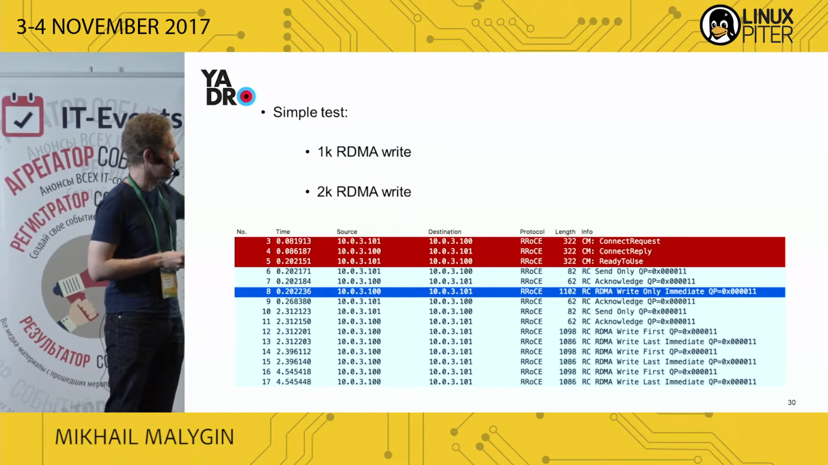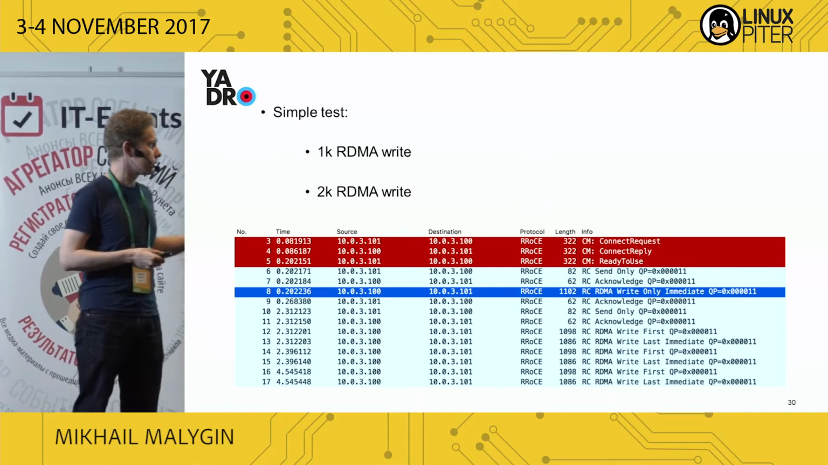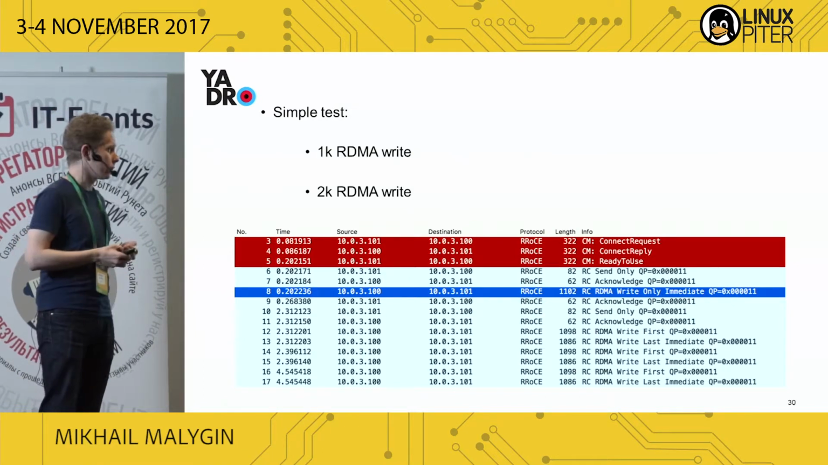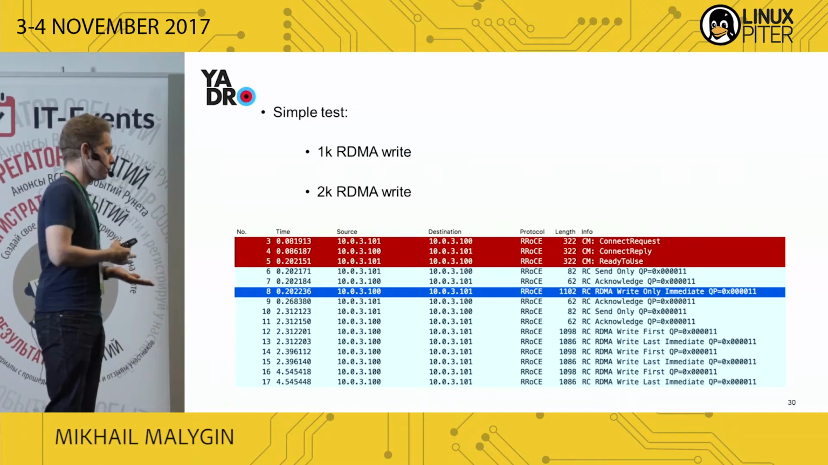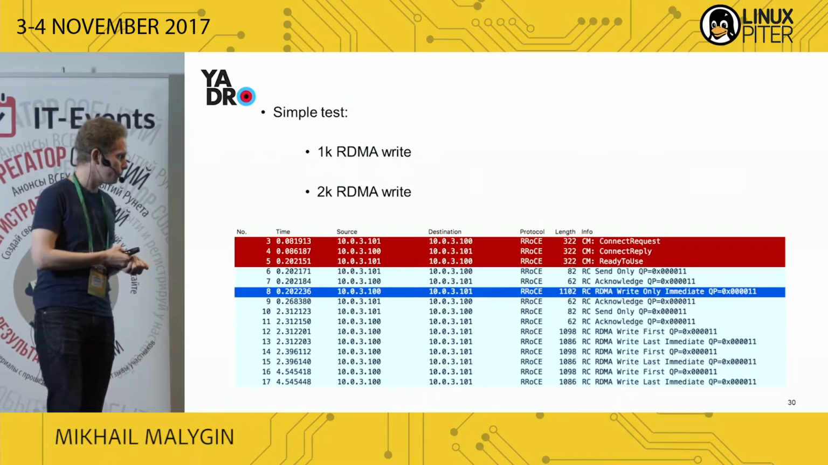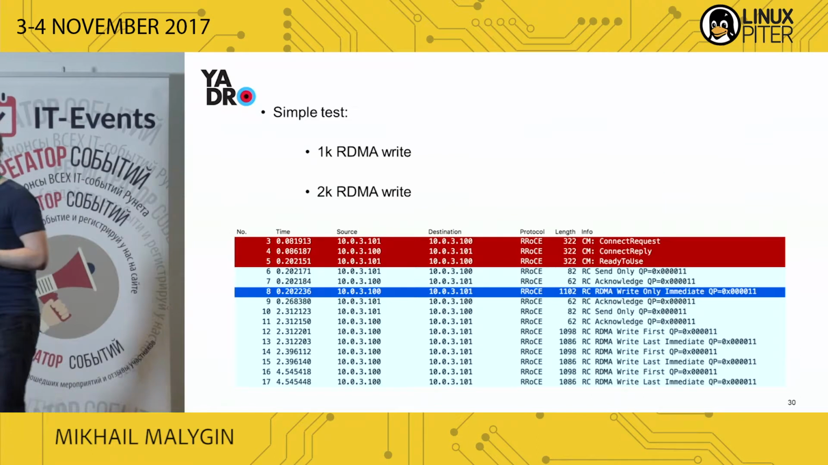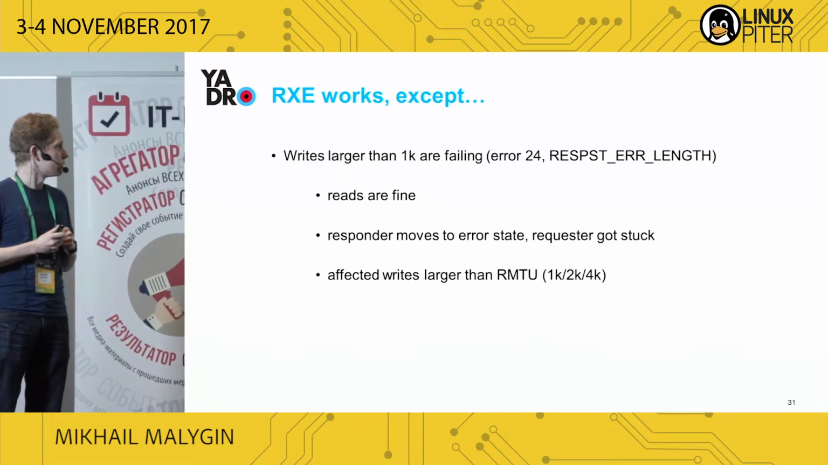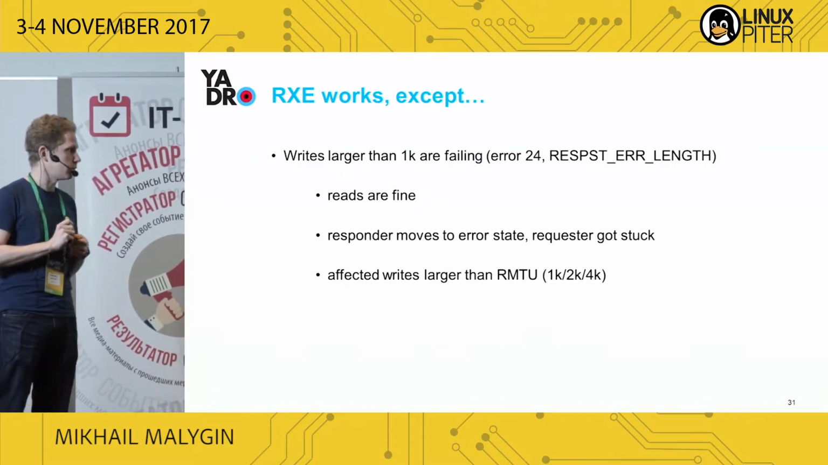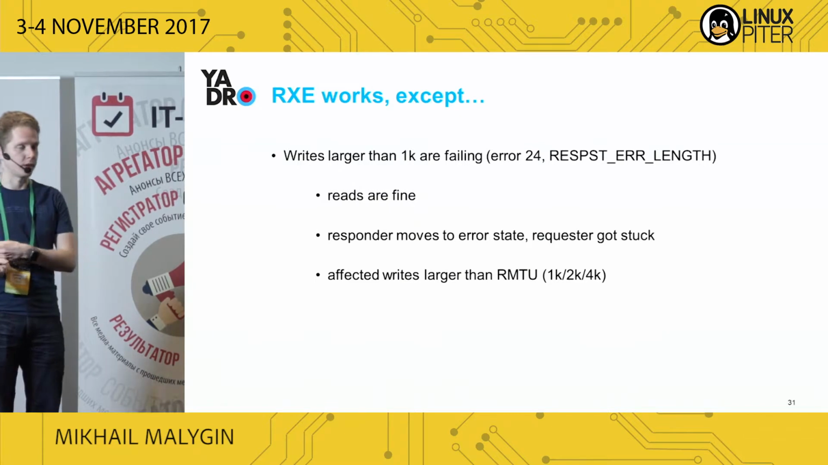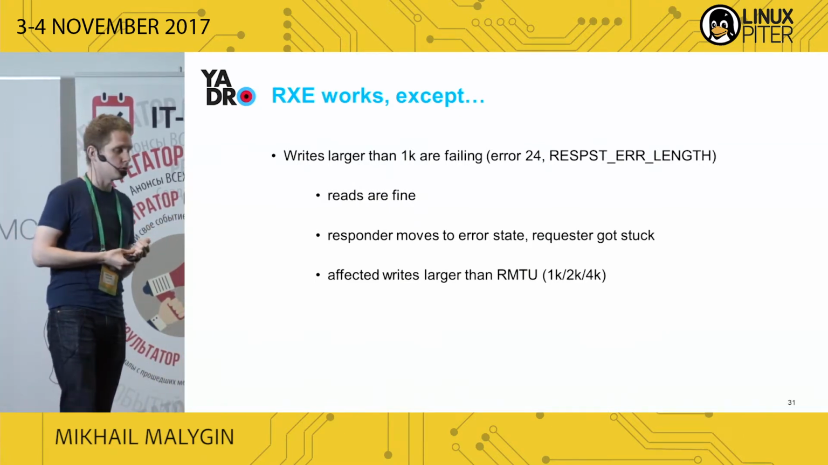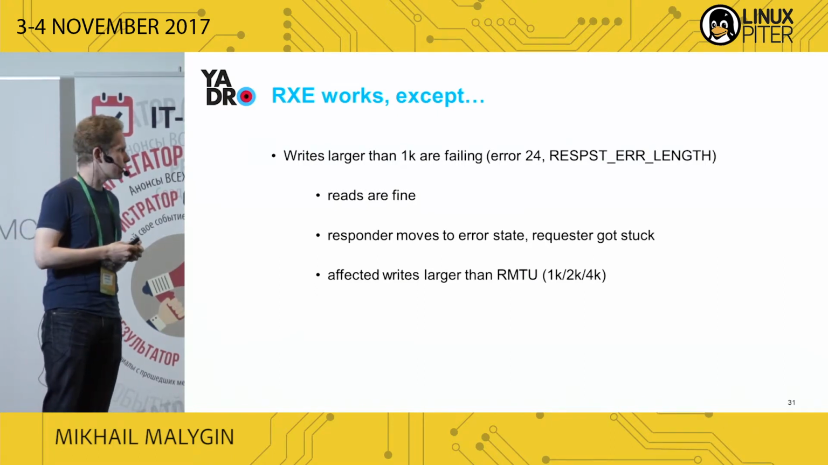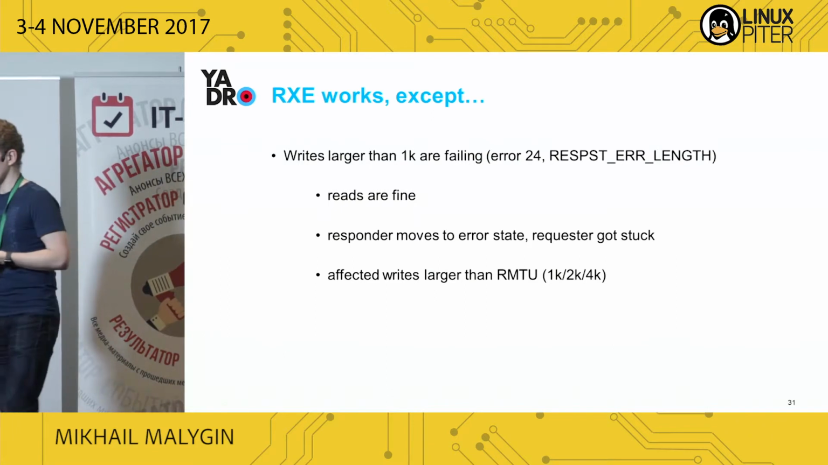We write 1 kilobyte to packaging, first and last, and the request is trying to write, but silence is the answer. Practice showed that it's connected with MTU. If we get MTU, we can write about 4 kilobytes, but not more.